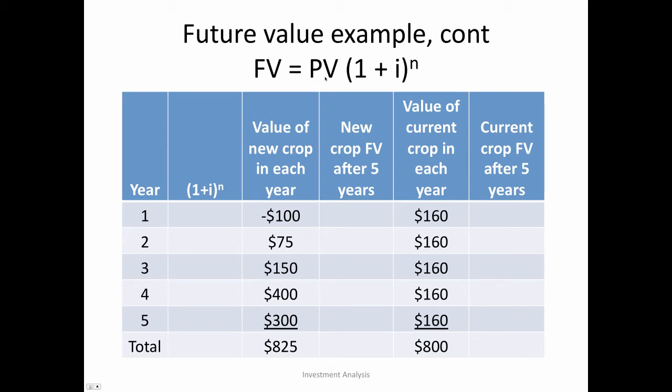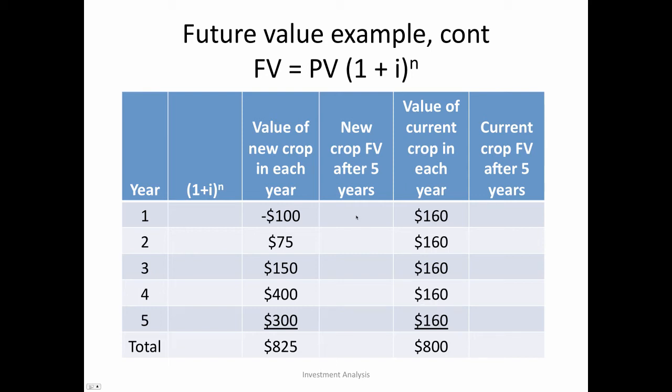So we know the present value, that is, we know the value of the return to the new crop in each year. So $75 is the present value of the crop in year 2, $150 is the present value of the crop in year 3, etc., etc. And we know the same thing for the current crop.